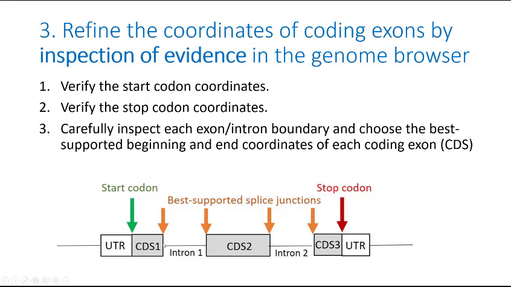We'll look for evidence such as RNA-seq data and conservation evidence to determine what is the exact last base of that protein coding exon. We'll repeat that to find the splice acceptor site and all of the additional splice donor and splice acceptor sites.